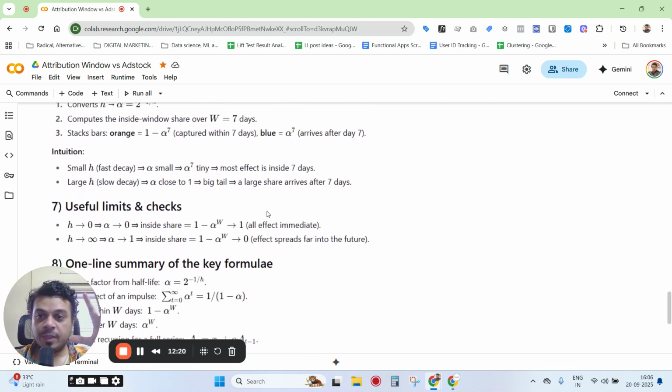It's actually going to be a slower decay for larger half-life. If you have a larger half-life, it means that your decay is smaller, essentially.